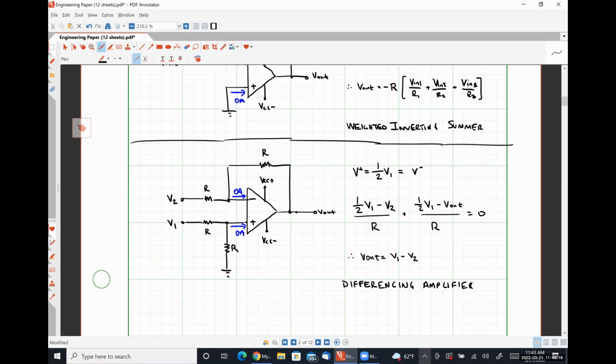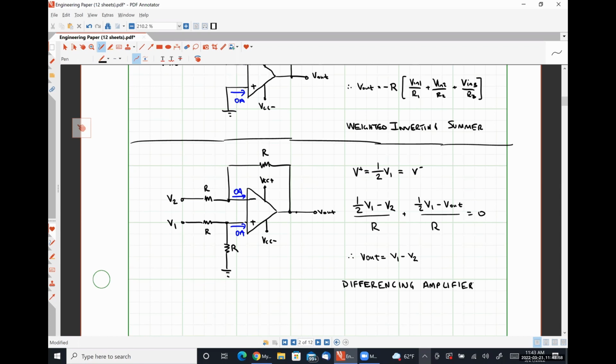What I mean by that is this guy works really nicely because effectively what's happening here, this resistor network takes V1 and divides it in half. That half V1 then sees a non-inverting amplifier that has a gain of 2, right? Because it's going to be 1 plus R over R, or 1 plus 1. So this signal gets divided in half and then multiplied by 2 to give us V1. This signal sees a gain of -1, and so that's where this minus V2 comes from.